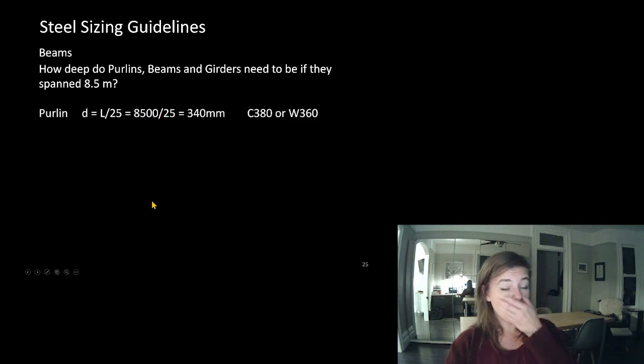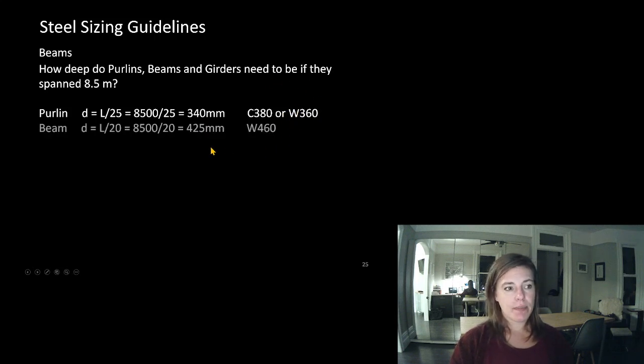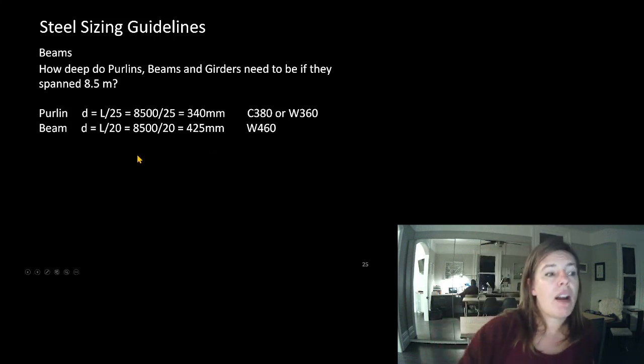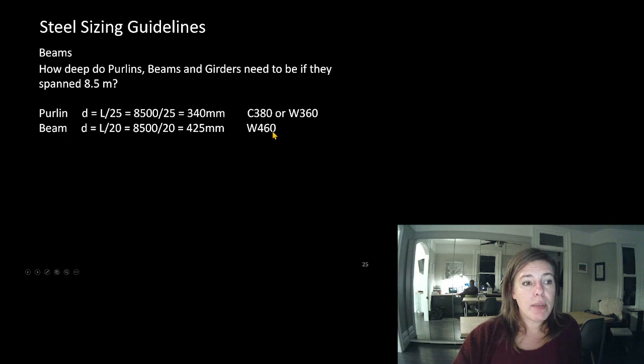All right, so for a purlin, we have our 8,500 divided by 25. We need something that's 340 millimeters deep. We could look at a channel that's 380 or a W360. Notice it is not a W340. It is not a W310. We want to go up to the next one, to a W360. If we had a beam, we would have our 8,500 divided by 20, and we would need a W460.